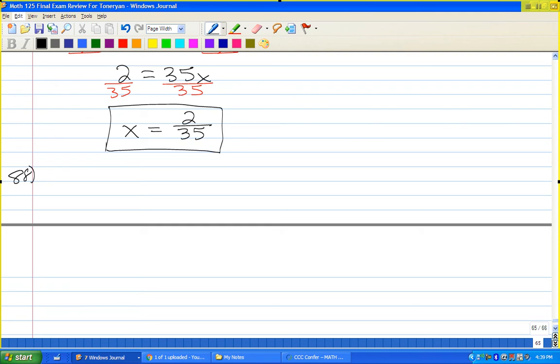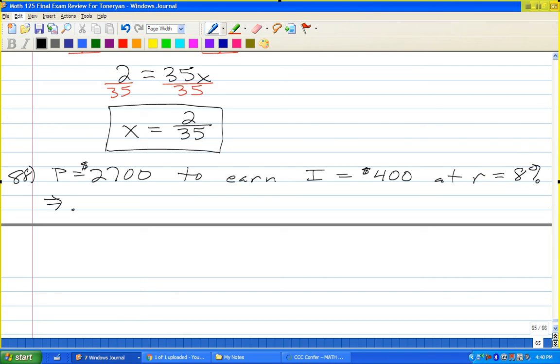Find out how long it will take a $2,700 investment to earn $400 interest, if it is invested at 8% interest, which means that r, written as a decimal, is 0.08, compounded monthly. It says round to the nearest tenth of a year.